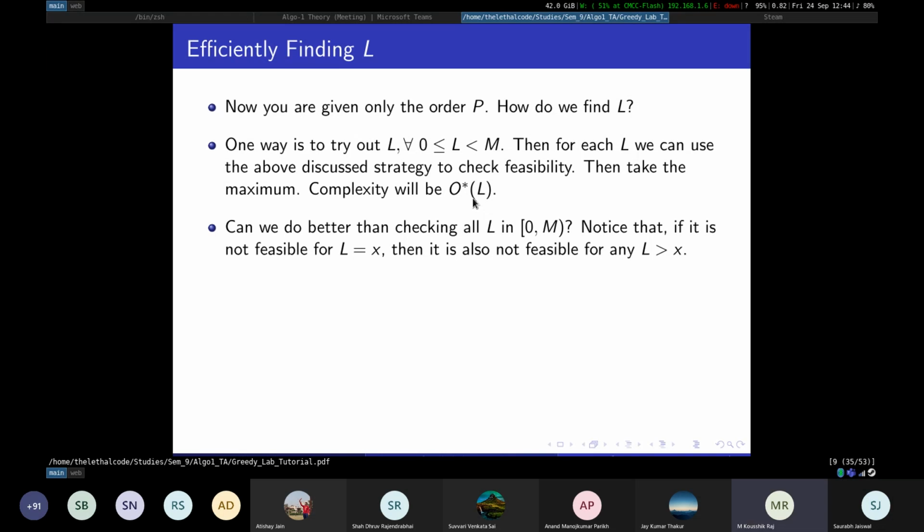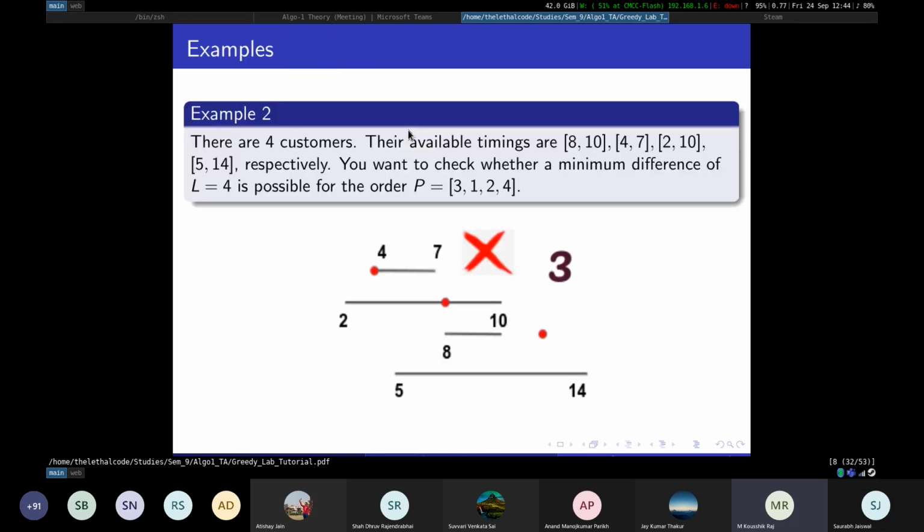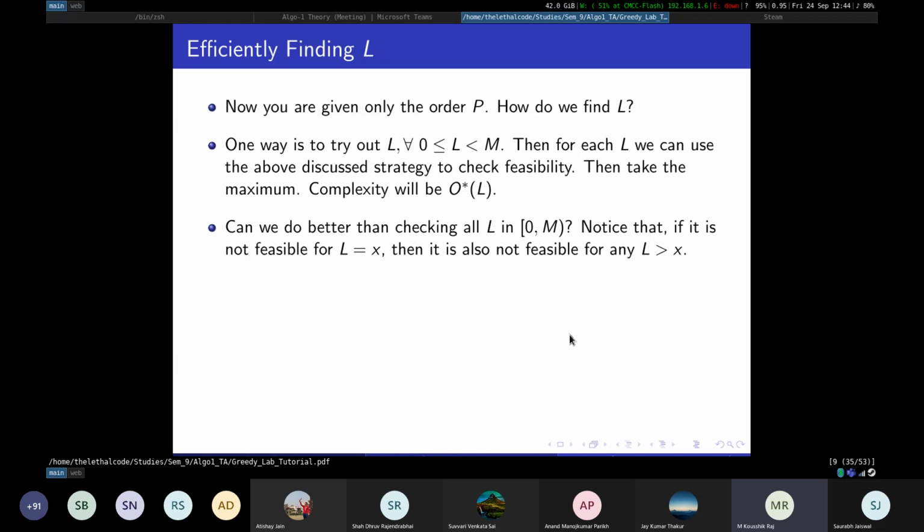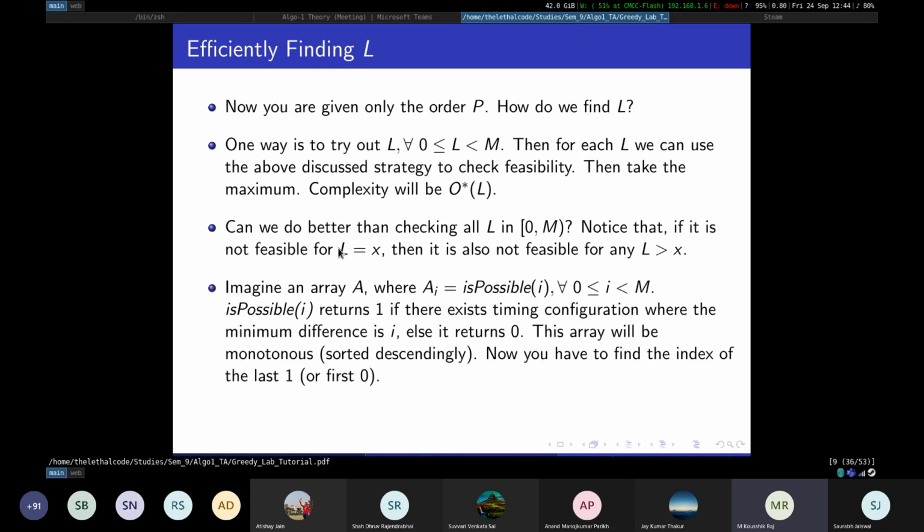If you notice one important observation: if for a particular L equal to X, it is not feasible to get the greedy strategy, that is, we encounter a situation where we are not able to allot the timings, then if it is not possible for L equal to X, for any L greater than X also it will not be possible. Because if that was possible, we could obviously work with this also. So you realize that it follows a monotonic property.